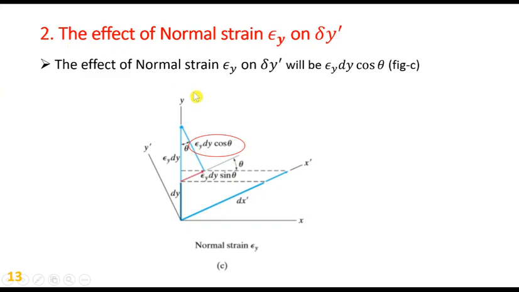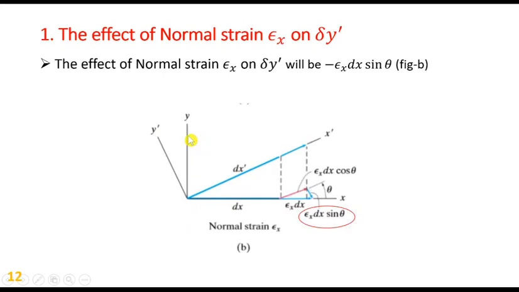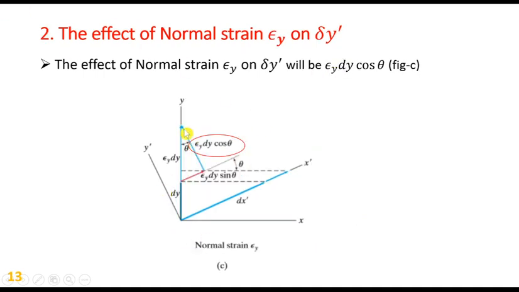Next, the effect of normal strain epsilon y on delta y prime will be, as we have discussed in some previous slides, that component along the y prime axis, epsilon y dy cos theta, and this is positive. If you look, that was along minus, that's why minus is written there. But in the second case it is positive, the arrow is upward along the y prime axis, that's why it is positive in figure C.